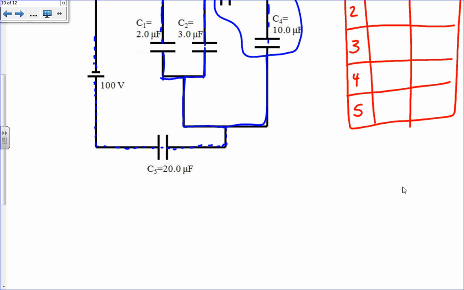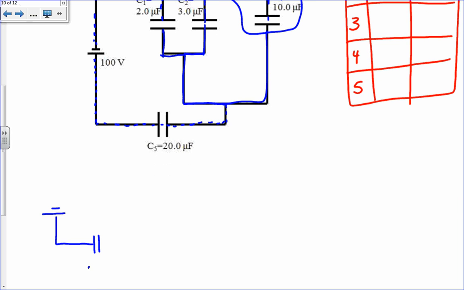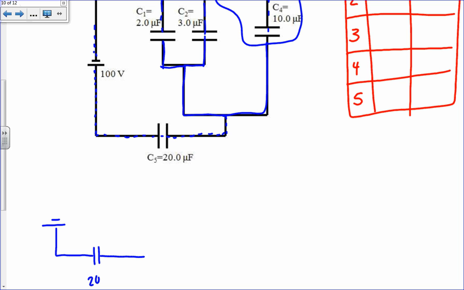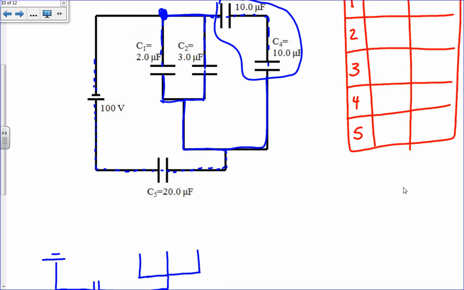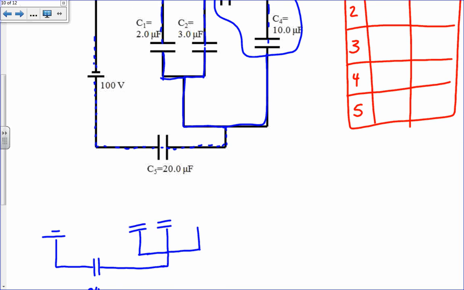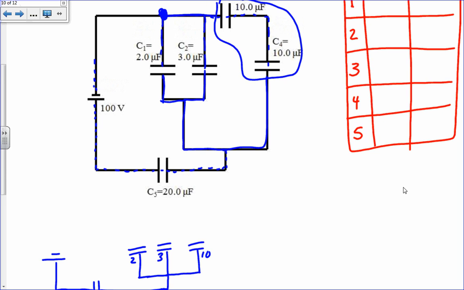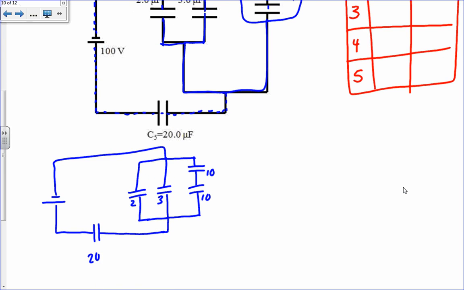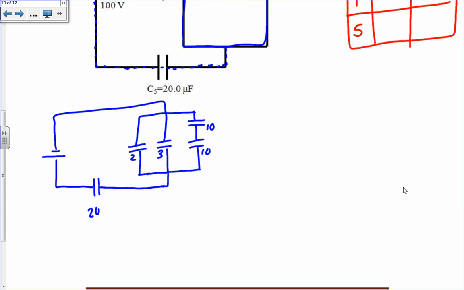And then it comes back here. Now, if I draw this, this is my 20. I have a 2, 3, and a 10. Right. Then I have another 10. And it all comes back. That circuit is the same as this circuit. Those are identical circuits. 100 volts here.